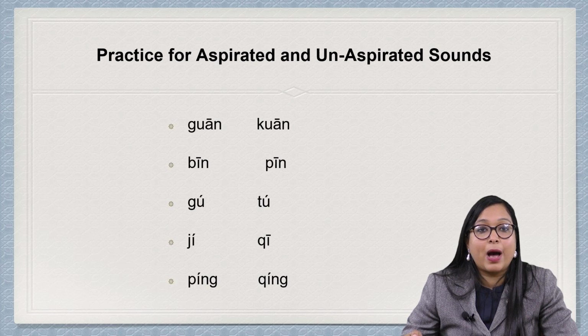Guan, kuan. Here, guan is an unaspirated sound and kuan is an aspirated sound. Let's continue. Bin, pin. Here, bin is an unaspirated sound and pin is an aspirated sound. Gu, ku. Gu is an unaspirated sound and ku is an aspirated sound. Ji, qi. Ji is an unaspirated sound and qi is an aspirated sound. Bing, ping. Here, bing is an unaspirated sound and ping is an aspirated sound.